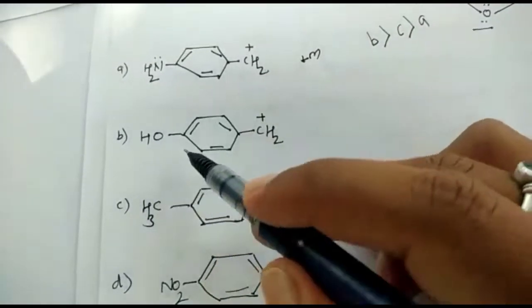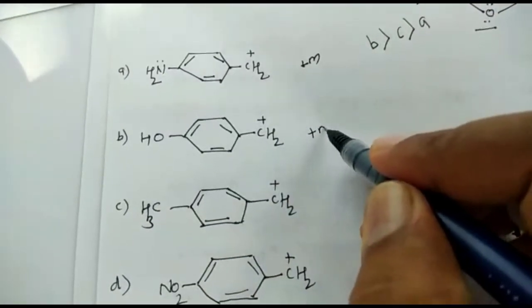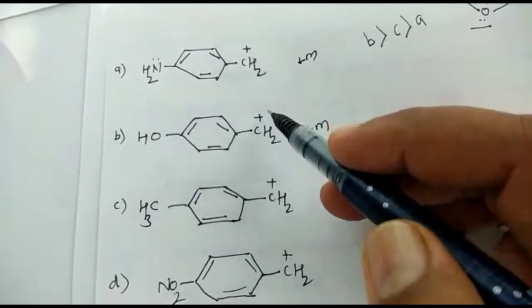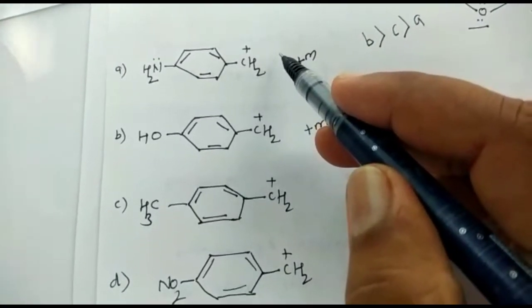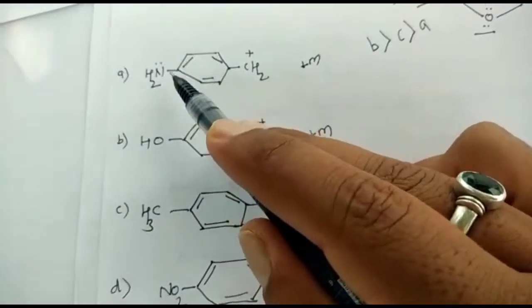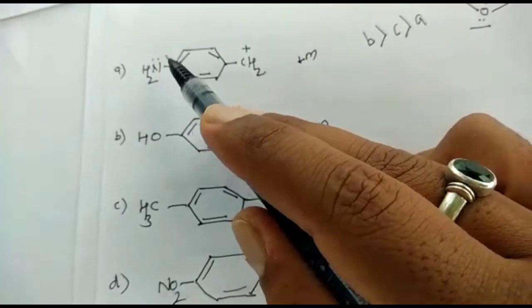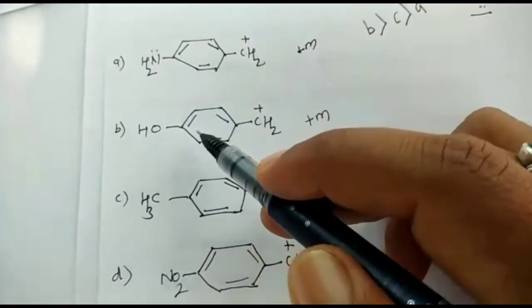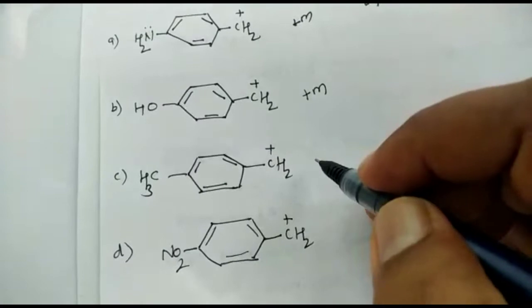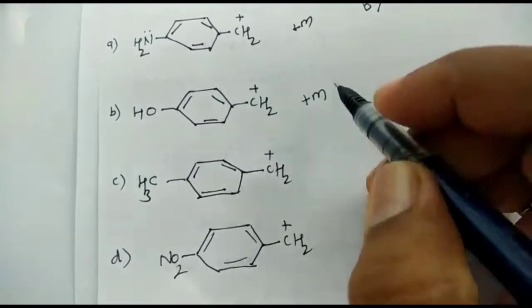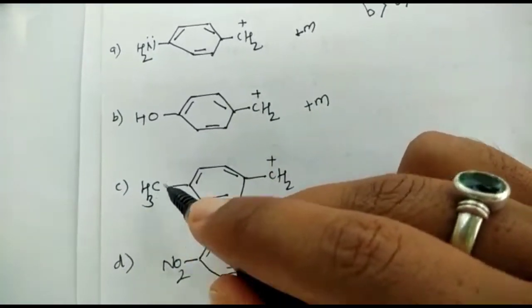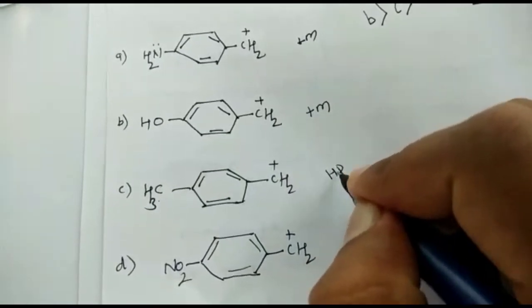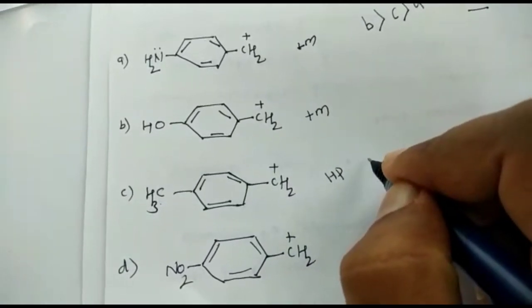Second, case B also produces a plus M effect. As you know, between A and B, A is the more stable carbocation because the NH2 group will give the electrons more easily as compared to the OH. Option C is an electron donating group that will produce a hyperconjugation effect as well as an inductive effect.